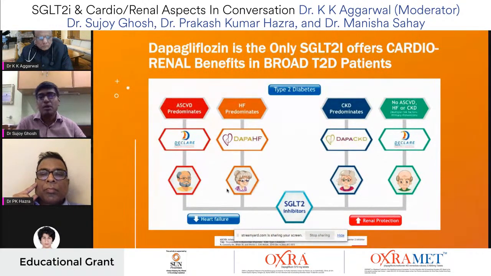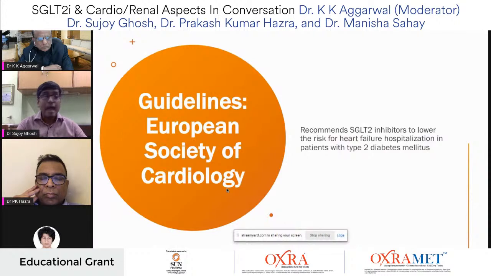So this particular molecule, marketed by today's sponsors, has been used in type 2 diabetes. The DECLARE-TIMI gave us evidence that it is useful as far as atherosclerotic cardiovascular disease is concerned. The DAPA-HF study tells us that it's beneficial for heart failure. The DAPA-CKD tells us that it's beneficial for kidney disease. And even if you don't have ASCVD, heart failure, or CKD, the DECLARE-TIMI tells us that there are benefits. And that has actually led to several changes in guidelines.